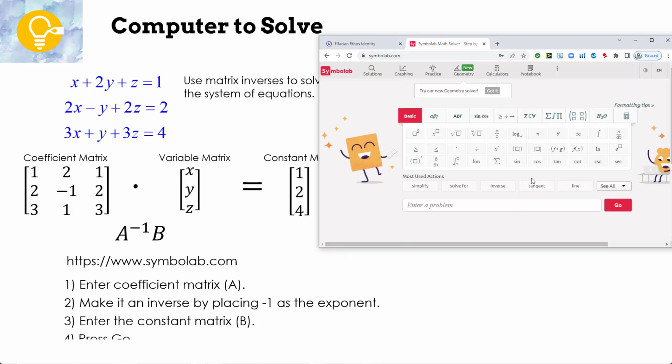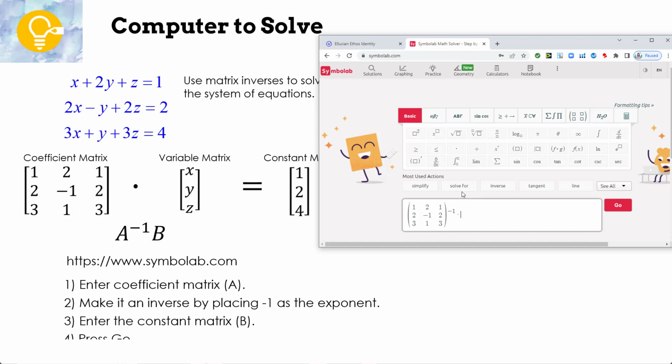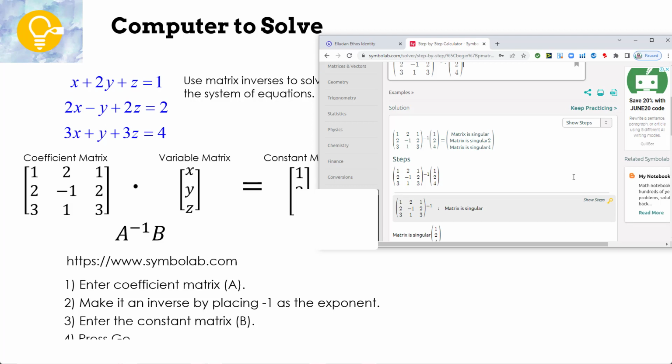Here we are. We're going to put in our matrix A first. Our matrix A is a 3 by 3. We need the exponent as -1 because we want the inverse of matrix A times. Now we're going to multiply by the constant, and that is 1, 2, 4. Now before I press go, you want to make sure that all of your numbers are correct, because one slight mistake and it's all going to be wrong. But let's go. Well, this is interesting.